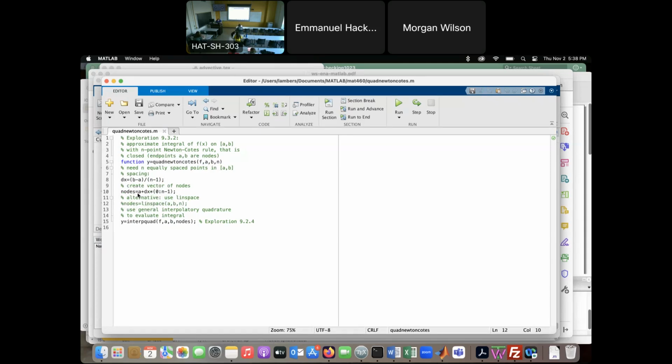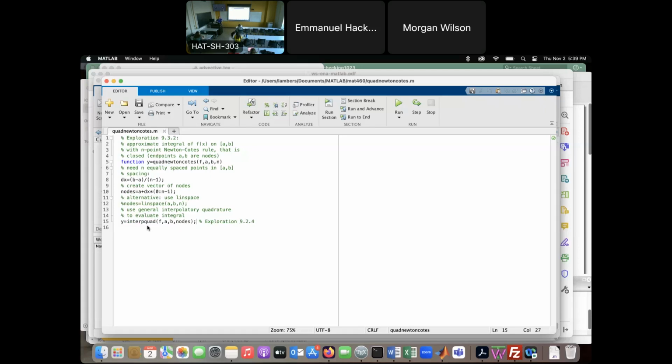Once you have the nodes, they are passed to this function, and unfortunately, this Exploration 9.2.4 is assigned. But what it does, interpquad is short for interpolatory quadrature. You pass along the same f, a, and b, and the nodes, and interpquad will take those nodes and compute the corresponding weights for interpolatory quadrature, which, as I showed you last time, are the integrals of Lagrange polynomials for the nodes. That's really the main thing in interpquad.